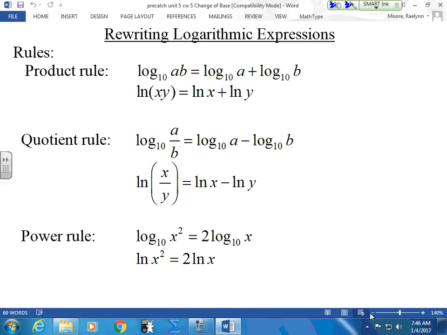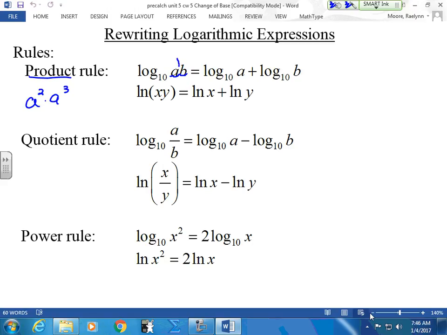Because logs are like exponents, they are exponents. We're going to worry about all your exponential rules when we do this. So when you multiply like bases, what did you do to the exponents? You added them. So when you're multiplying in a log, you're going to turn it into an add statement. Same thing. You multiplied exponents, bases, like bases, you added their exponents. So when you see a product of something, you're going to turn that into an add statement.